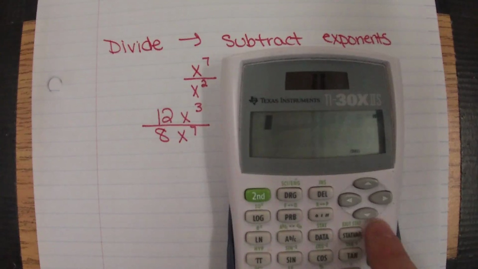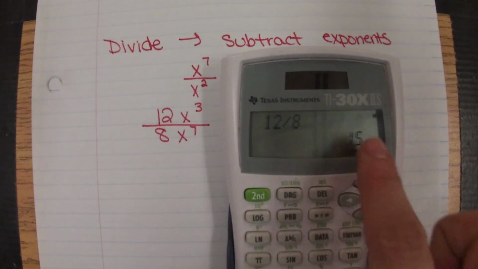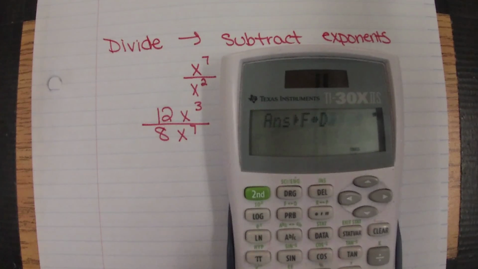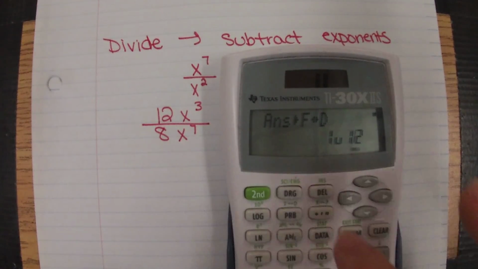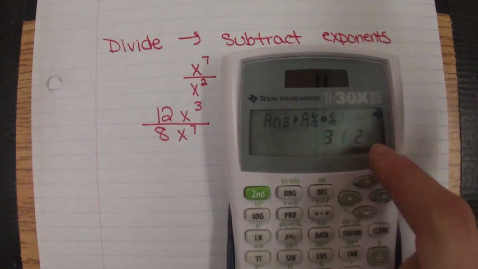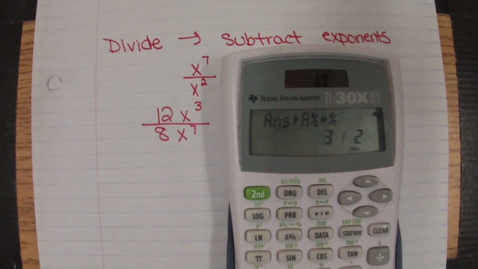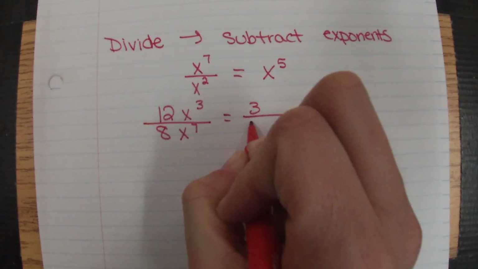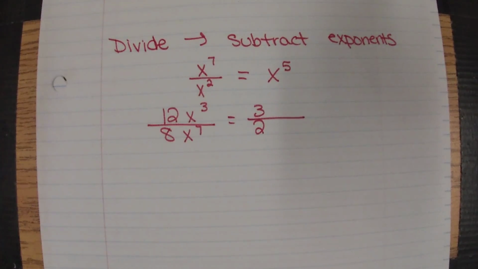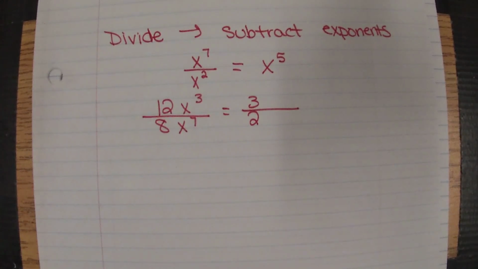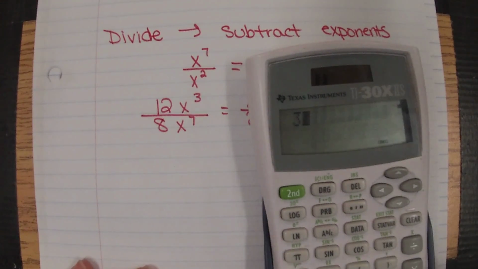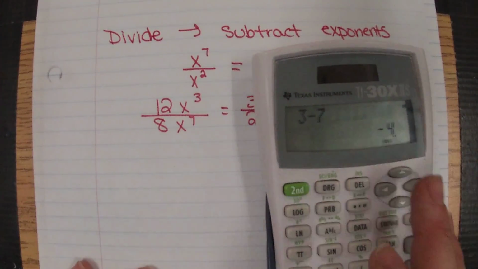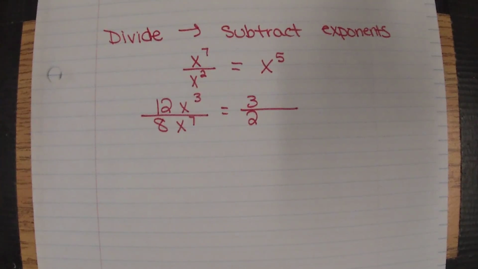Now, if you had a decimal, so if you did 12 divided by 8 and you had a decimal, you would have to do the second PRB first and go from a fraction to a decimal, and then from the mixed to improper. Okay, so we have 3 over 2. Then we'll subtract, so 3 minus 7. Again, if you're not for sure, guys, check in your calculator. It gives us negative 4.